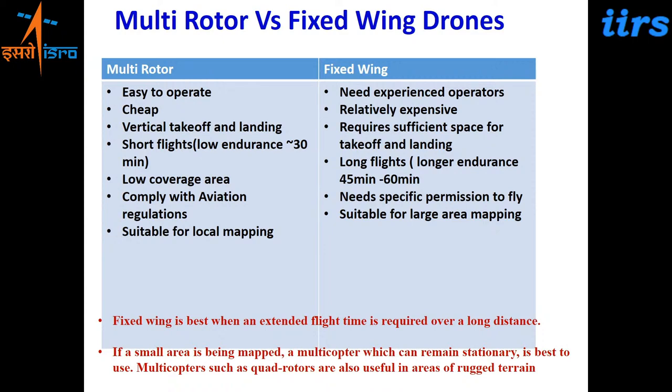They have a longer endurance, so they can go up to 1 hour or so, and you require specific permission also to fly these fixed wings. And as I said, when they can fly over larger areas, longer distances or longer time, then larger areas can be covered. So fixed wing is best suited when an extended flight time or larger area coverage is required. If you have to map very undulating, mountainous, hilly terrain, or small areas, then these multi-rotors are more suitable.